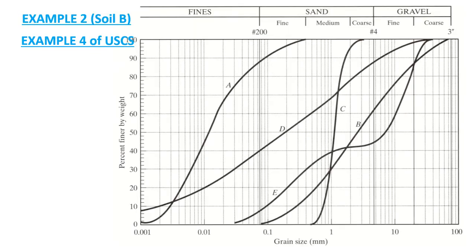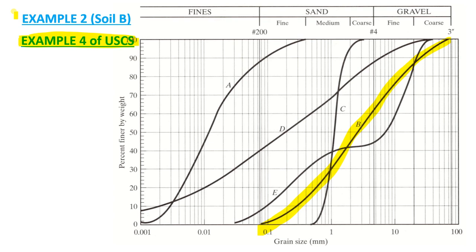Okay, next is example number 2, and in this example we are going to do the classification for this soil B. If you go back to your previous lecture, this was example 4 in the lecture on unified classification. You can check what that was. I think it was sand.